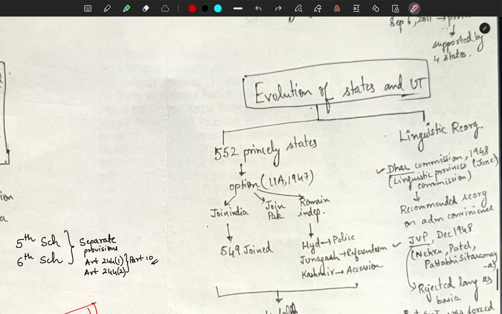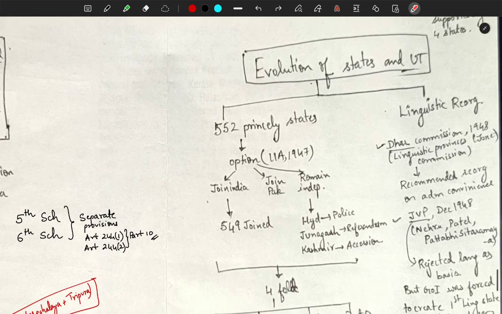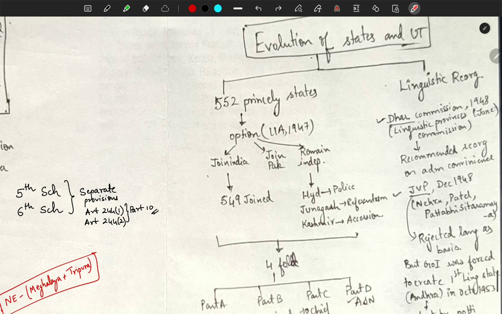Then evolution of states and union territories. There were 552 princely states before, right? And they had an option. They were given the option, which is mentioned in the Indian Independence Act 1947, either to join India, to join Pakistan, or to remain independent. Out of 552, 549 joined India. And of those, three of them, Hyderabad, Junagadh, and Kashmir, chose to remain independent. But later on, Hyderabad was acquired by police action, Junagadh by a referendum conducted there, and Kashmir by accession, right?